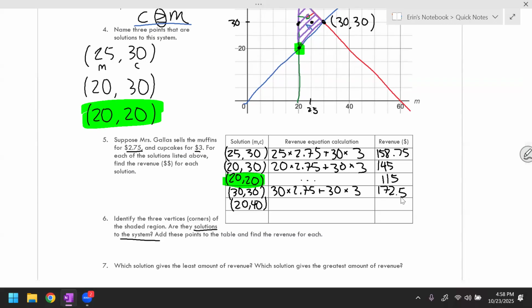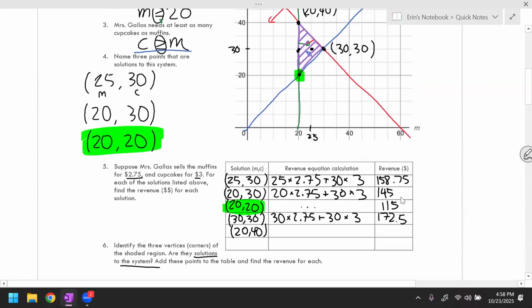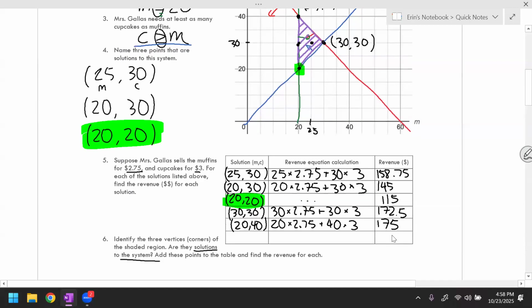But now let's try 20 muffins, 40 cupcakes. And now look. If I plug that in, I get $175. That's the most money we have so far. So far, it looks like the most money I can make is $175.